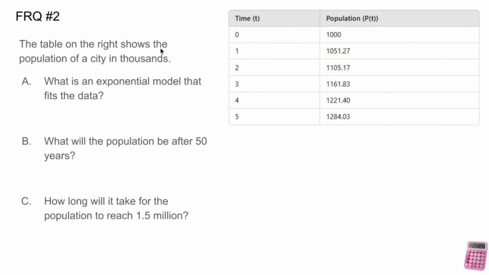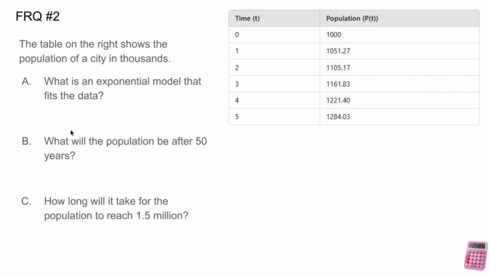The table on the right shows the population of a city in thousands. In thousands. So this actually means 1 million in the real world. You get the idea. What is an exponential model that fits the data? So this is exponential. And what we're going to have to do is use our TI-84 Plus calculator to do an exponential regression problem. So let's go off to the side. Let's do part A by using exponential regression.